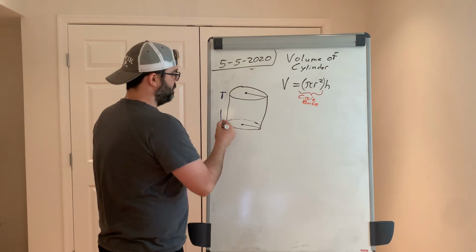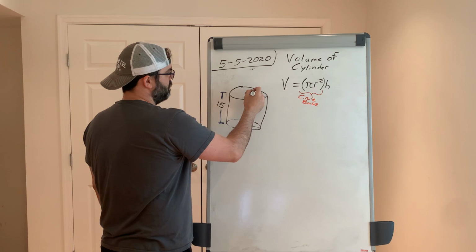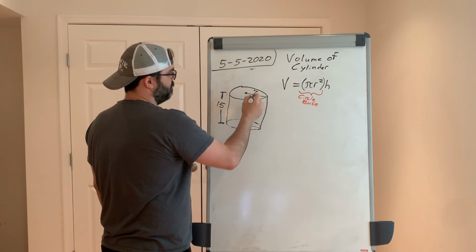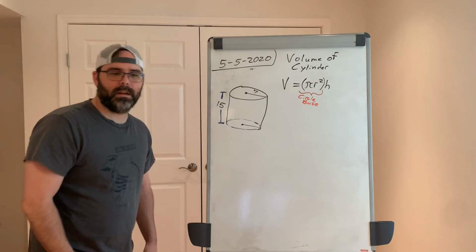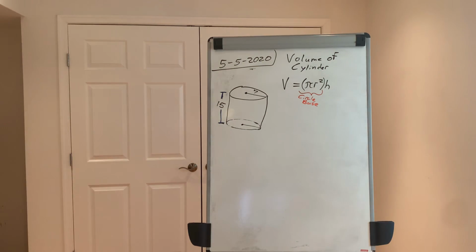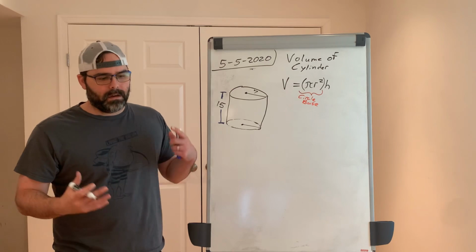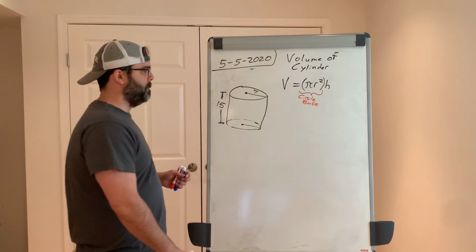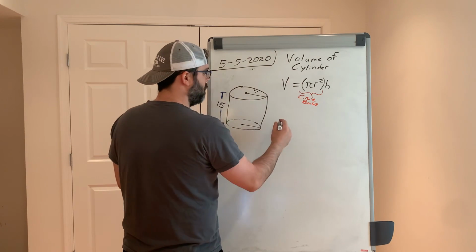Alright, so let's say that this is 15 and that the radius is 7. That's fine. I really need a calculator for this. I don't have one because I'm using my phone to record. Alright, so the first thing you're going to do in finding volume of the cylinder is you're going to write out the formula.